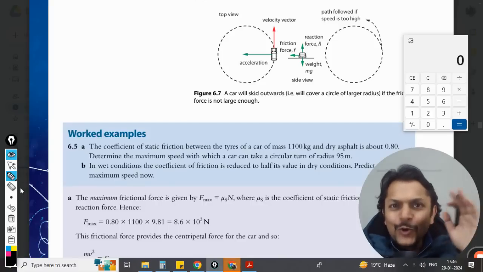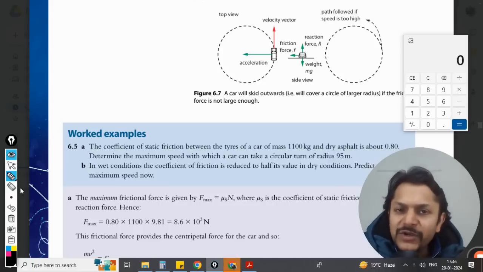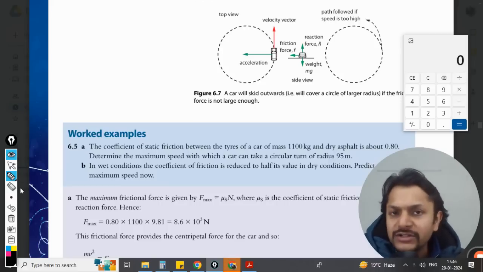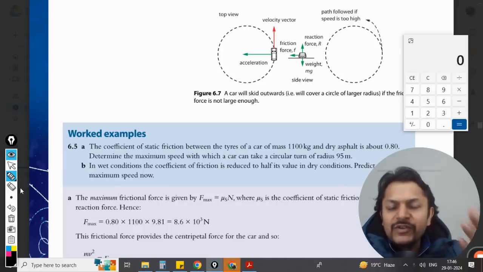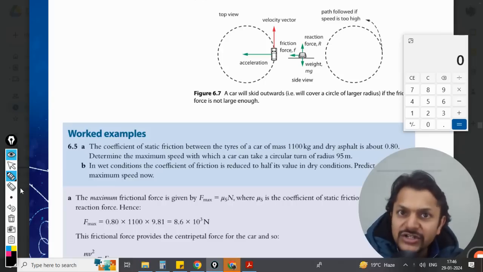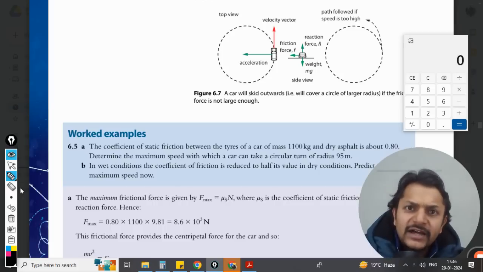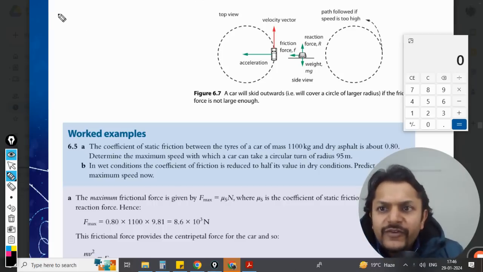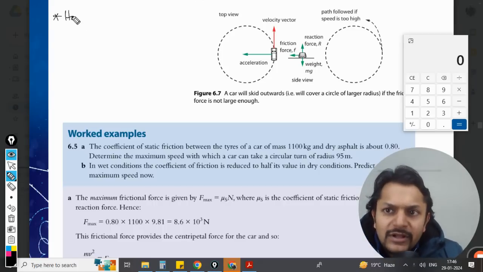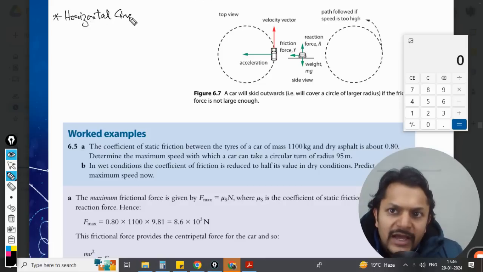Okay, dear students, welcome to the new video. In this video, we are going to talk about the horizontal circle. We learned about circular motion as such in the journal, and we learned all the formulas. We learned about the centripetal force as well as the centrifugal force. Today we are going to take one very particular example in regards to horizontal circular motion, and we're going to learn many things on this.